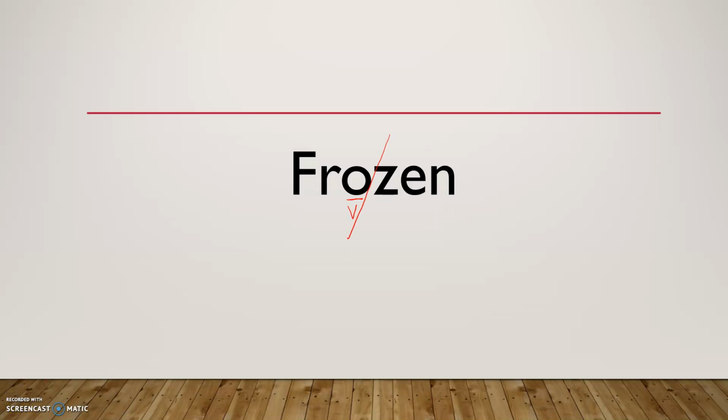Great. So frozen. The diagonal line should be after the O sound. The last sound in the first syllable is O. It's a vowel. So if it's a vowel, then it's an open syllable. Open. Great job.